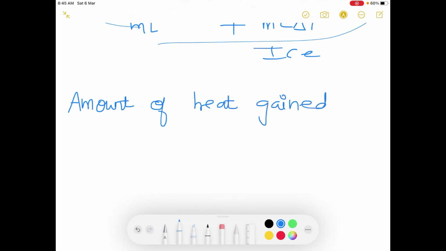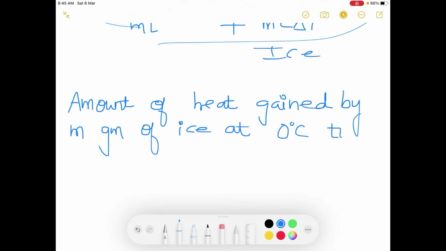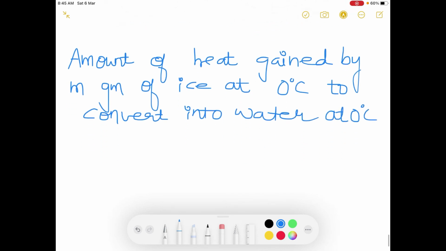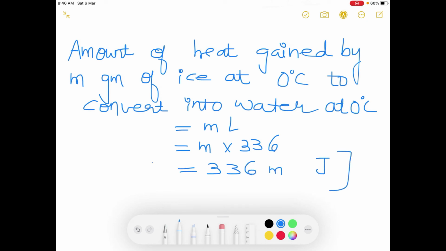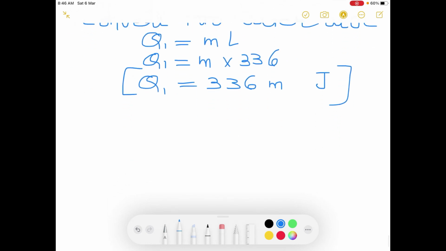Fine. So amount of heat that is gained by m gram of ice at 0 degree Celsius to convert into water at 0 degree Celsius. So that is equal to m into L, which is m into 336, or simply 336 m joule of energy, or Q1 કહી દઈએ. ફાઇન. ચલિए હવે 0 ડિગ્રી સેલ્સિયસ વોટરથી 5 ડિગ્રી સેલ્સિયસ વોટર સુધી જવું છે.